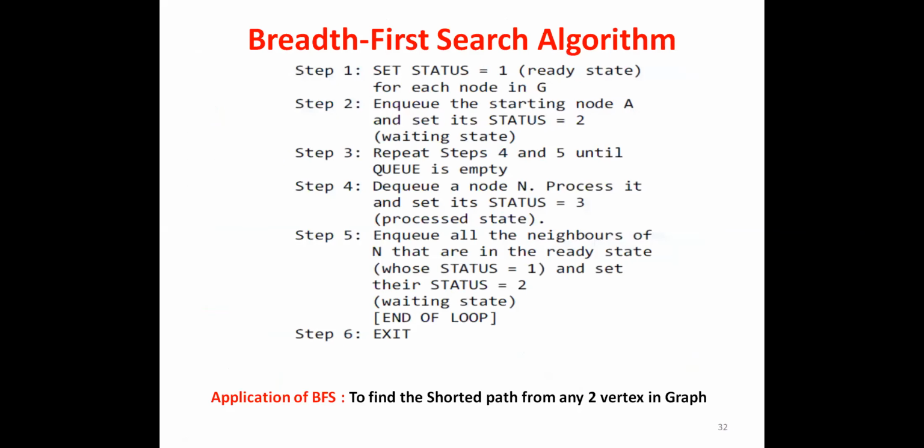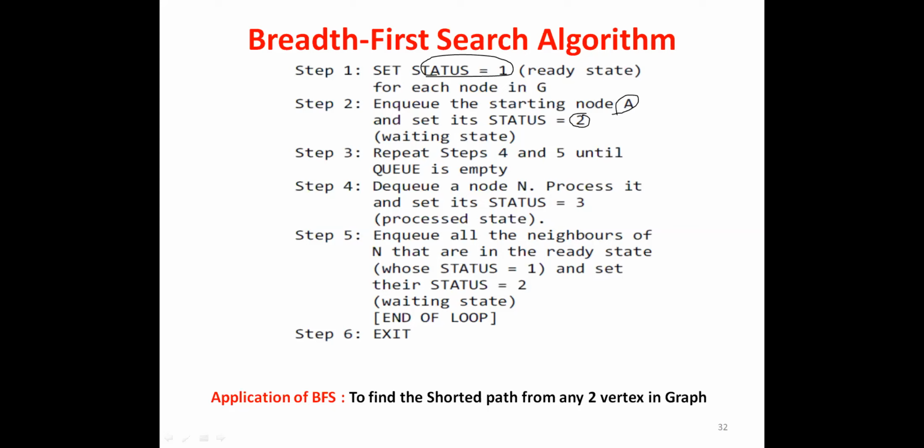So next we'll go to the breadth first search algorithm. How does it work? Initially, set status 1 for all the vertices in the graph. Enqueue the starting node A. So what is the first node? I will just enqueue it and make that particular node's status 2. It means that I have visited.